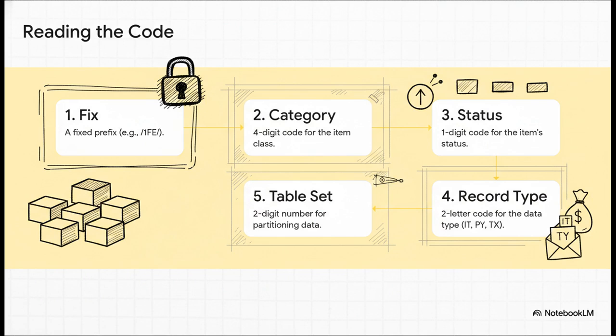Step 1, you've got this fixed prefix. That's always there. Step 2 is the 4-digit billable item class. That's our blueprint, remember? Step 3 is the 1-digit status code. Here it's a 1, which means raw exceptions. Step 4 is the 2-letter record type, IT, for main item data. And finally, step 5 is the table set number, which is used for partitioning the data. See? It's not magic, it's just a logical formula.